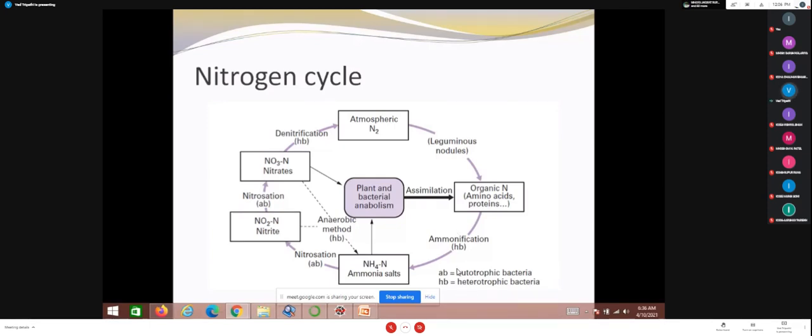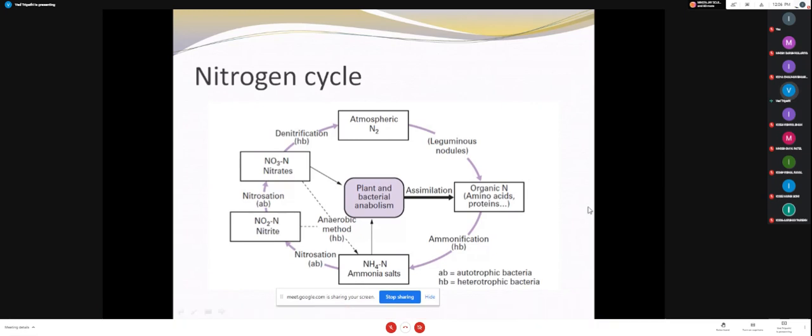Okay, over here you can see that this is nitrosation, that is conversion of ammonia salts into nitrates, that is done by the autotrophic bacteria. Okay, and this is done by the heterotrophic bacteria.